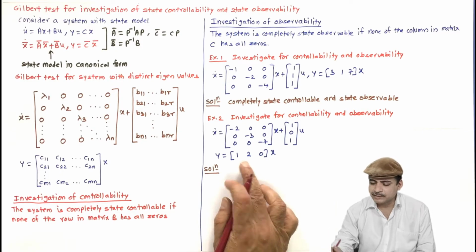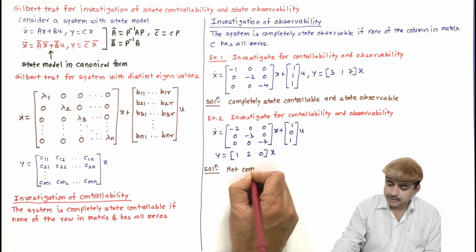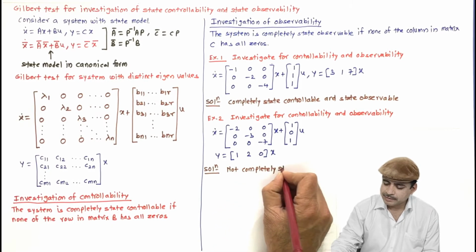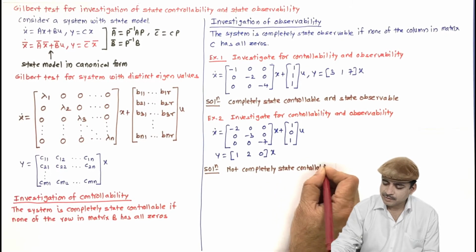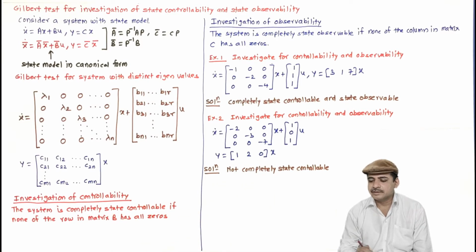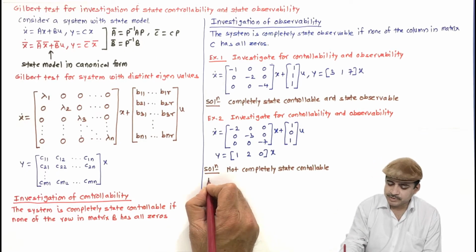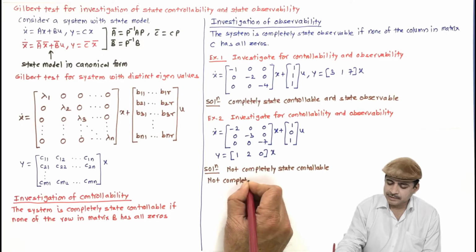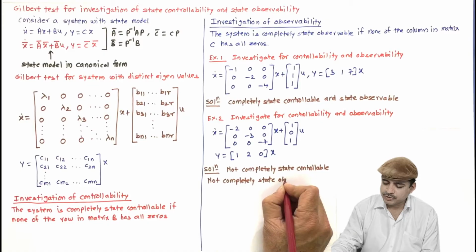And now if you look at, or I will write it, not completely state controllable. And also now you look at the matrix C, the third column has all zero elements. That means system is not completely state observable.